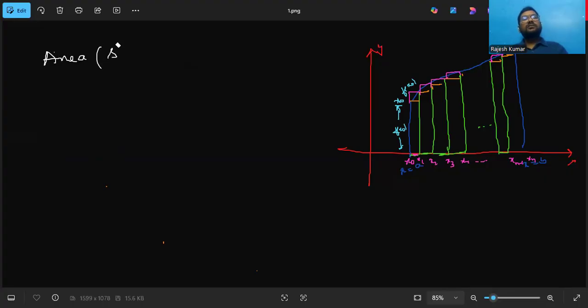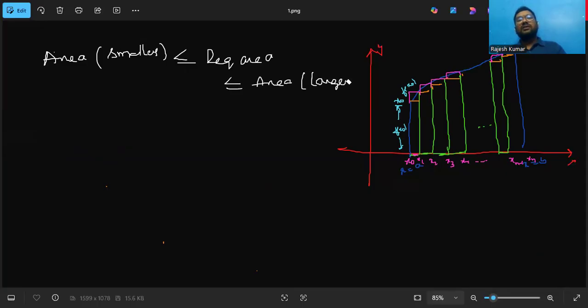Area of the smallest rectangles is less than or equal to the required area, which is less than or equal to the area of the largest rectangles. In fact, I can use smaller rectangles and the larger rectangles. So I'm picking you again. When I'm talking about case 1, I consider this rectangle. Don't be confused, please. When I'm talking about the second part, I consider this rectangle.